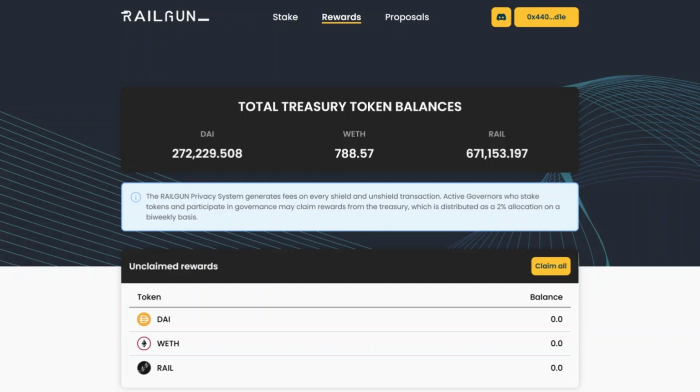Active governors who stake tokens and participate in governance may claim rewards from the treasury, which is distributed as a 2% allocation proportional to the treasury balance of Ethereum, DAI, and Rail, paid on a bi-weekly basis. This means as Railgun generates more fee activity, stakers earn a percentage of that activity.